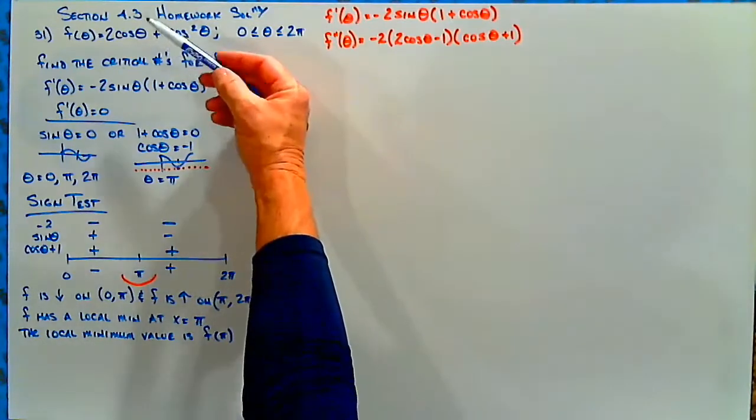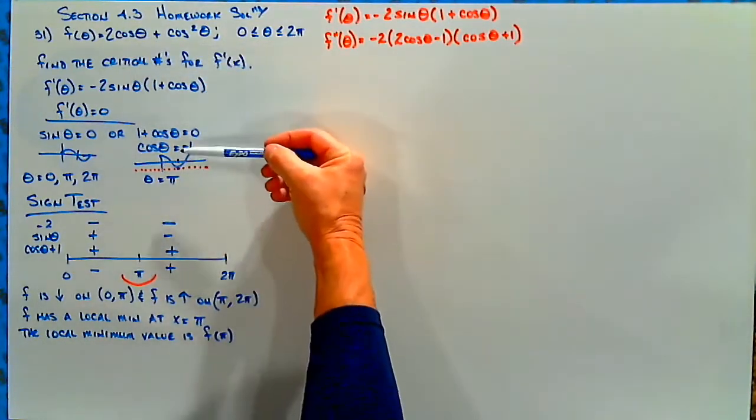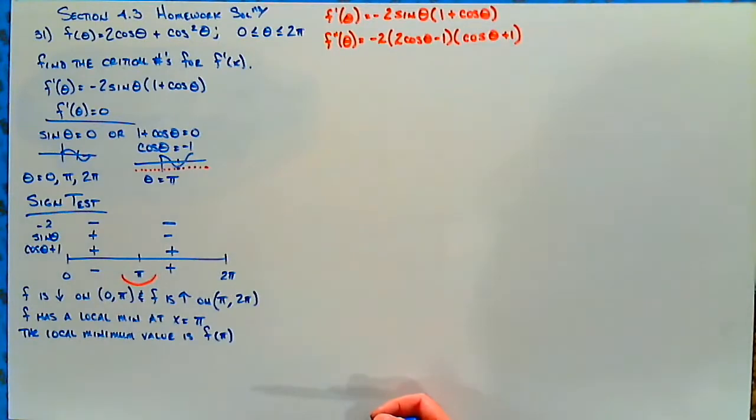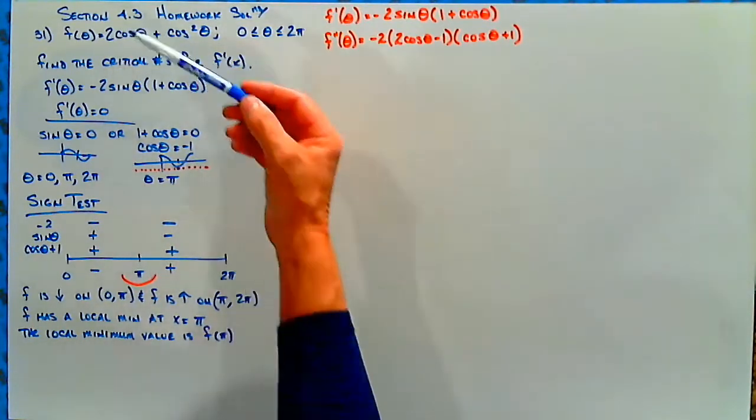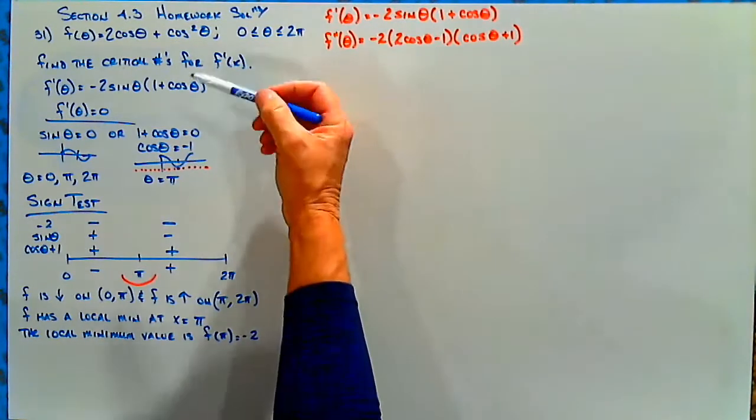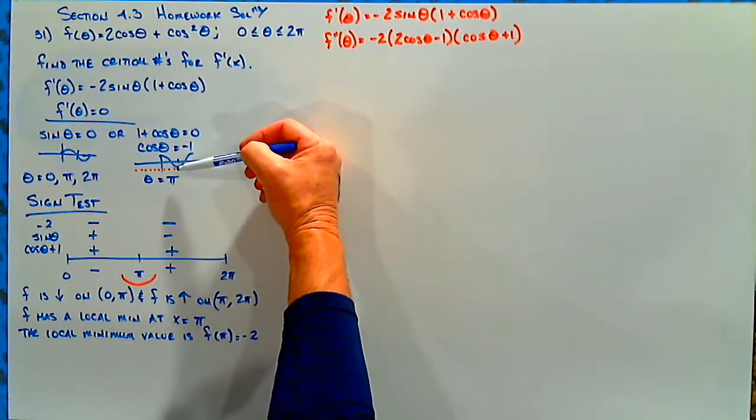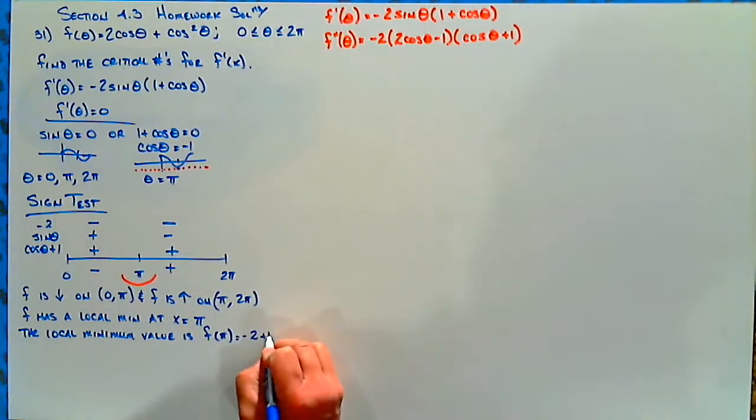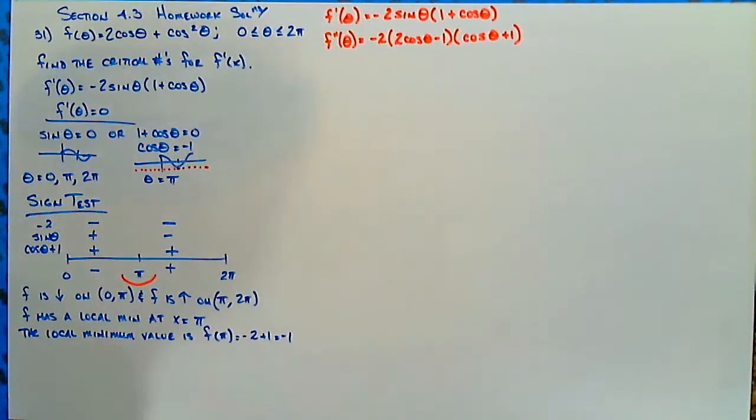Now our function's back here. Cosine of pi, cosine's drawn here. Cosine of pi is -1. So this is 2 times -1, so that's going to be -2. We just said cosine of pi is -1. -1 squared is going to be 1, so that's +1, and we end up with a minimum value of -1. So our local minimum value is -1.